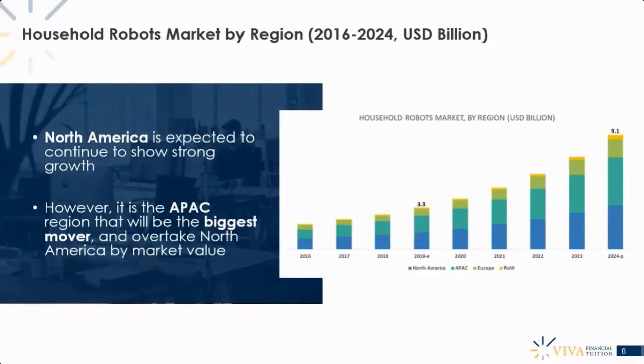by 2024. So as I said, the absolute numbers might not be exactly in line with this given the recent events in the real world, but the relative growth is the important point here. APAC is the big mover, and it's likely to overtake North America in the household robots market, and that's going to include vacuums, robotic vacuum cleaners as well.